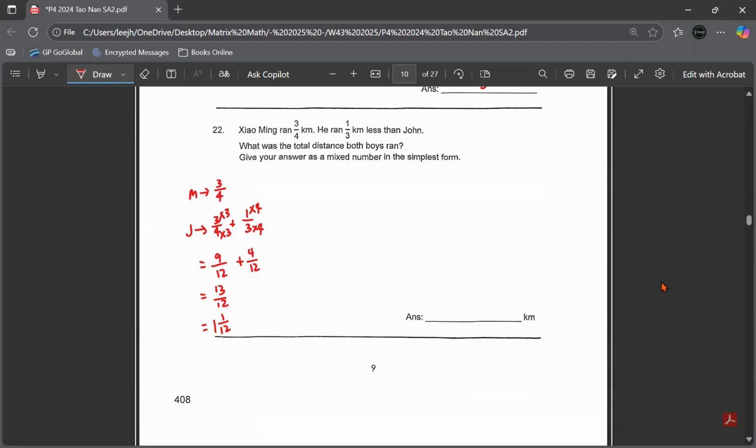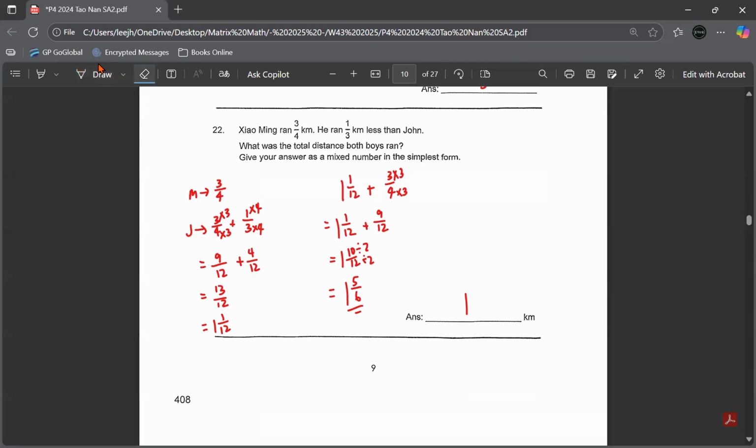How to find the total? I just add 1 and 1/12 plus 3/4. Same thing, change denominator. It goes to 1 over 12 plus 9 over 12 equals 1 whole 10 over 12. But this one, you still can simplify. You divide by 2. Answer will be 1 whole 5 over 6. 1 whole 5 over 6 kilometer. The kilometer is given to you, so you just fill up your answer. Okay. Question number 23.